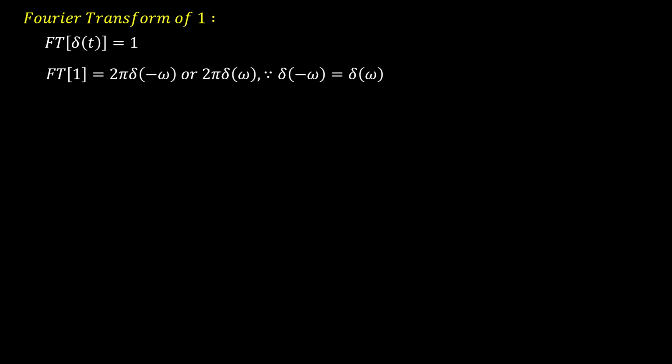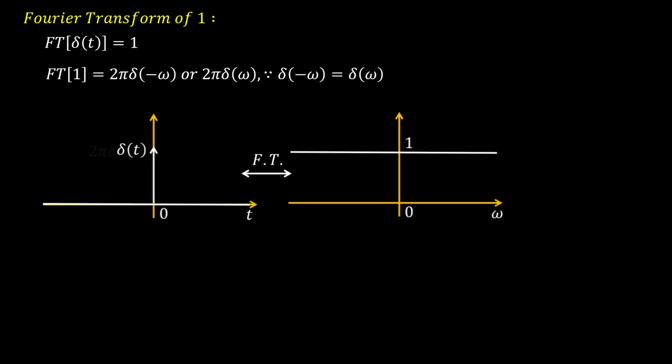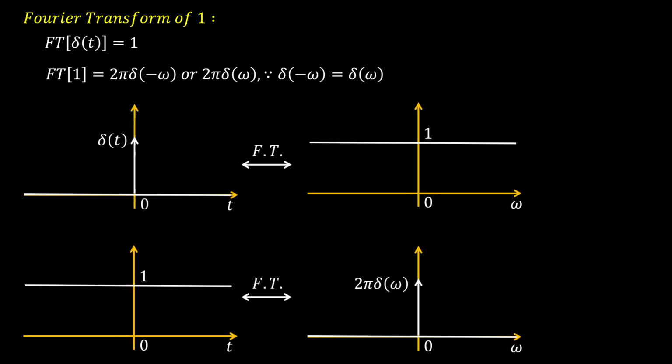Now we can see the graph of this. This is the del t impulse. Its Fourier transform is 1 for all frequencies. Now we will apply the duality property, and through the duality property we will find the Fourier transform of 1. So the Fourier transform of 1 is 2 pi del omega, which is an impulse. Its value is non-zero at omega equal to 0, and it is 0 otherwise.